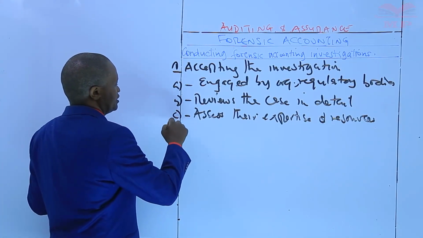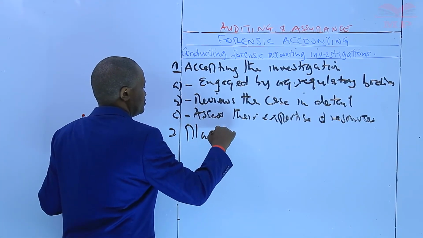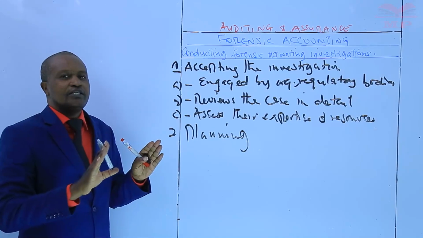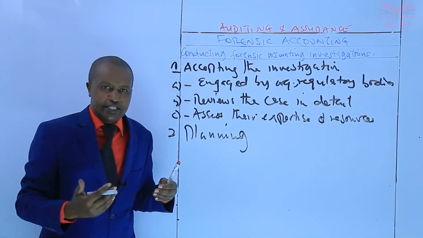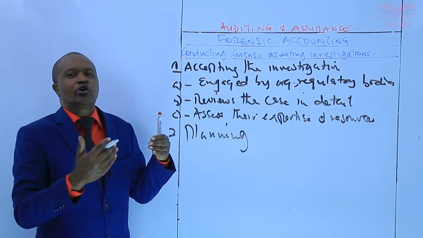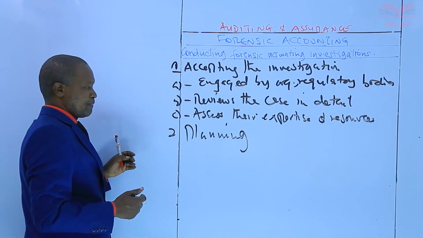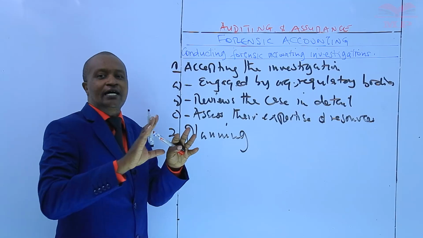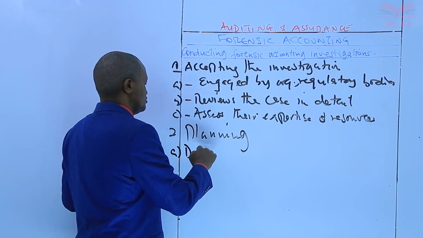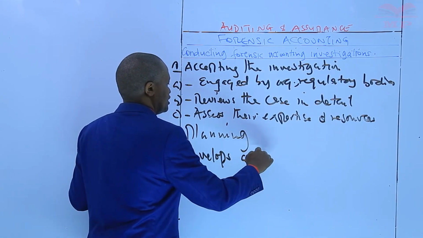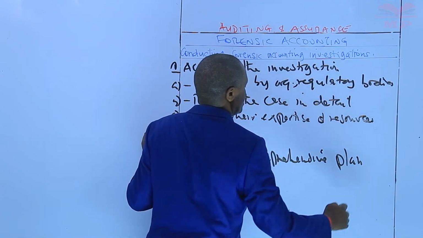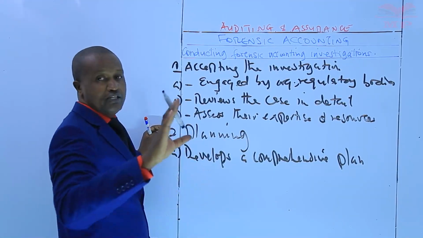The second step is planning. Planning the investigation. Once the forensic accountant accepts the case, they develop a comprehensive plan for conducting the investigation. They must come up with a plan, a comprehensive plan on how the case will be investigated.